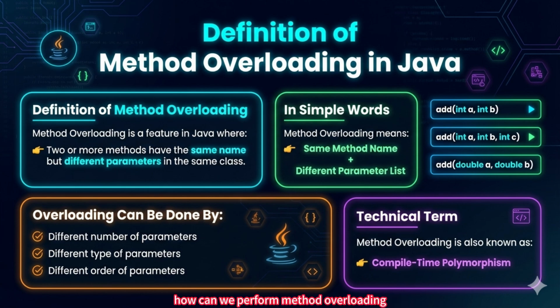How can we perform method overloading? Overloading can be done in three ways. By using different number of parameters. By using different type of parameters. By using different order of parameters. And the technical term for method overloading is compile time polymorphism, because the method call decision is taken at compile time.